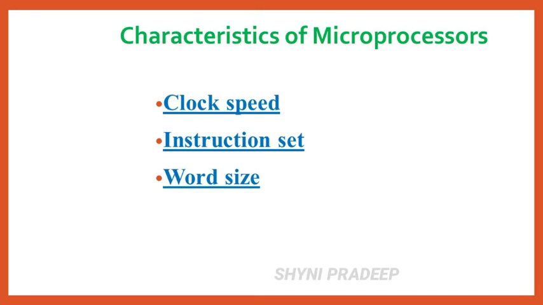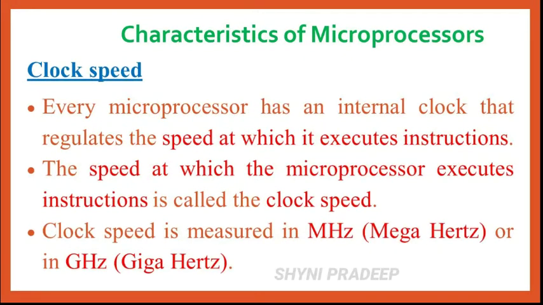A microprocessor's performance depends on the following characteristics. What are they? Clock speed, instruction set, word size. So let us discuss them one by one. First let us talk about clock speed. What do you mean by clock speed?